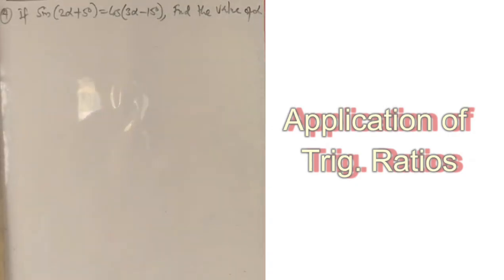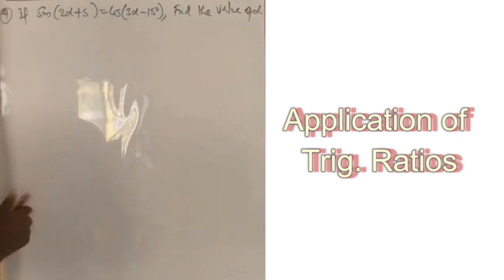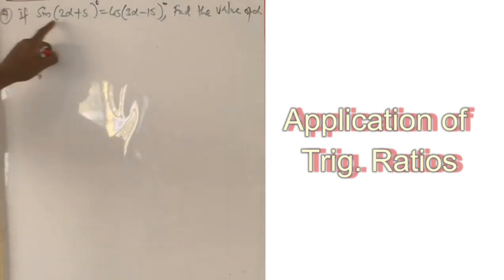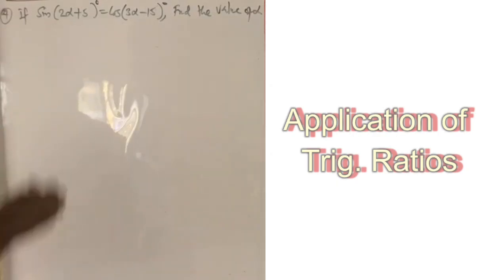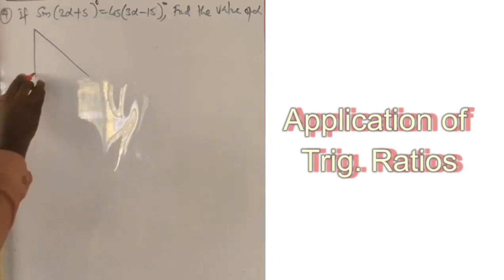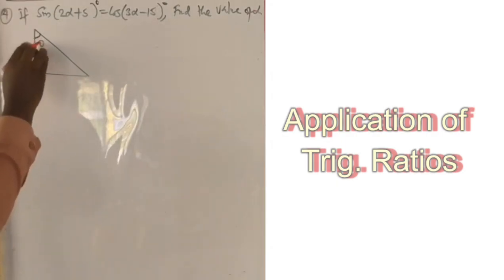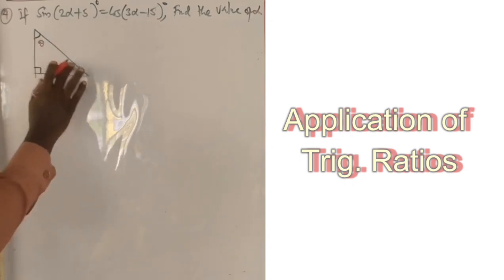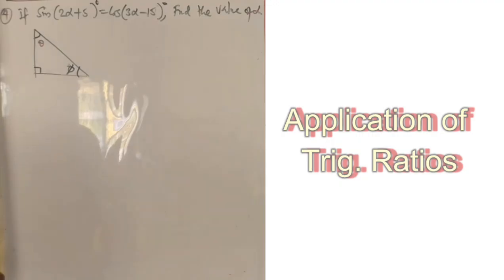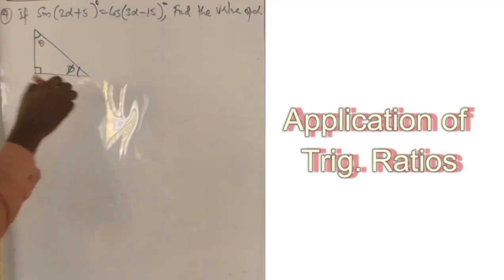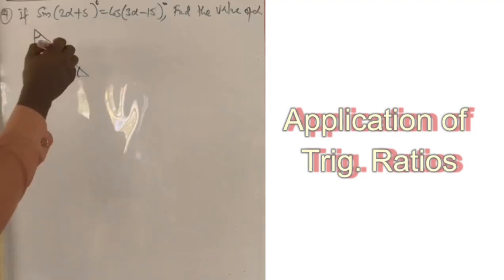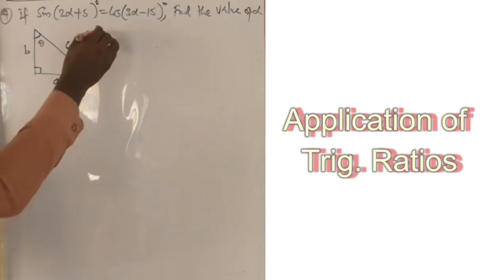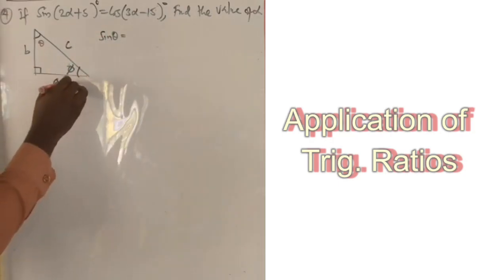Now look at this question 4. If sine of 2 alpha plus 5 degrees equals cos of 3 alpha minus 15 degrees, find the value of alpha. Sine and cos are equated for a certain angle. Recall, when I started this lecture, for a right-angled triangle, if this angle is theta, let's call this one phi. So this side is the opposite, let's call it A. This is the hypotenuse, let's call it C. The adjacent, let's call it B. So if we are considering this angle, then sine theta is opposite over hypotenuse.